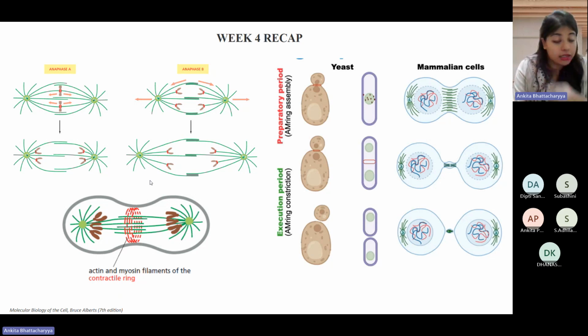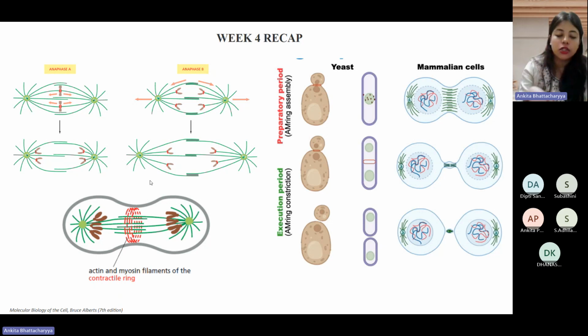So in the initial studies that were carried out in yeast, it was seen that cytokinesis has a preparatory period during which there is an initial invagination and the formation of a contractile ring, and finally an execution period during which you can see further invagination and complete separation from one cell into two cells. Now, what needs to be kept in mind is that yeast does not have equal segregation of the cytoplasmic material.